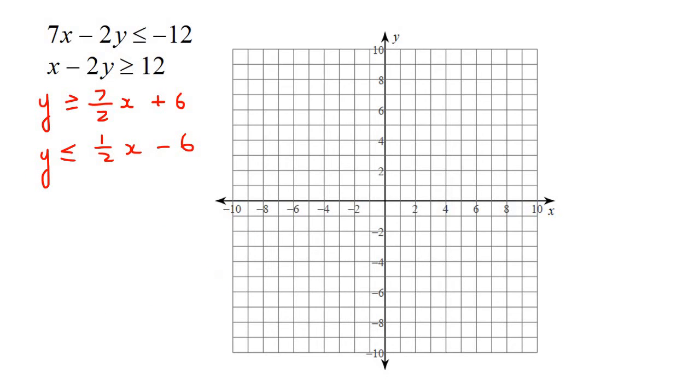Now that both lines have been written in the slope-intercept form, we simply need to go draw both of the lines, or graph both of the lines. So now we're going to draw them.